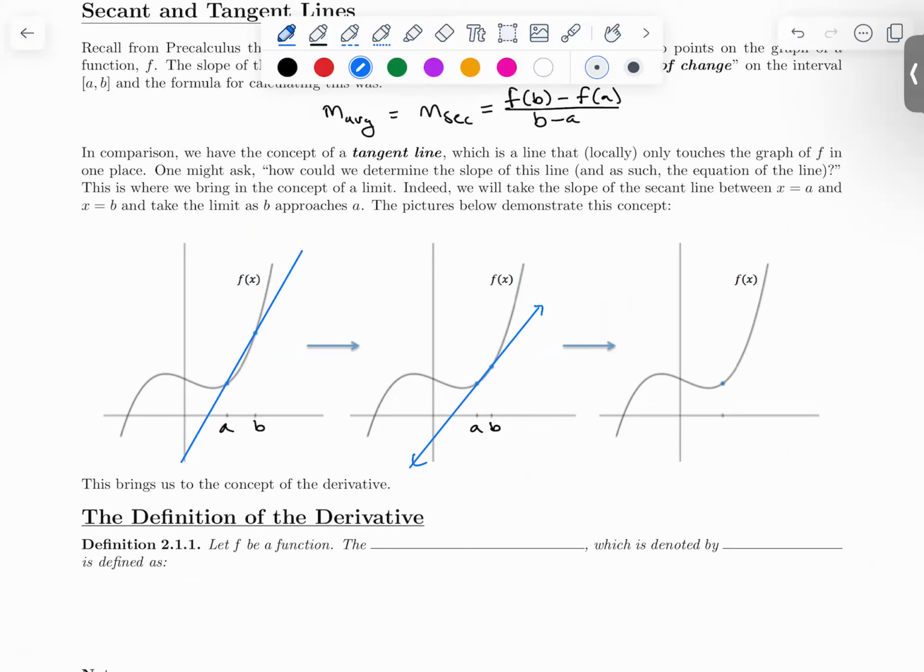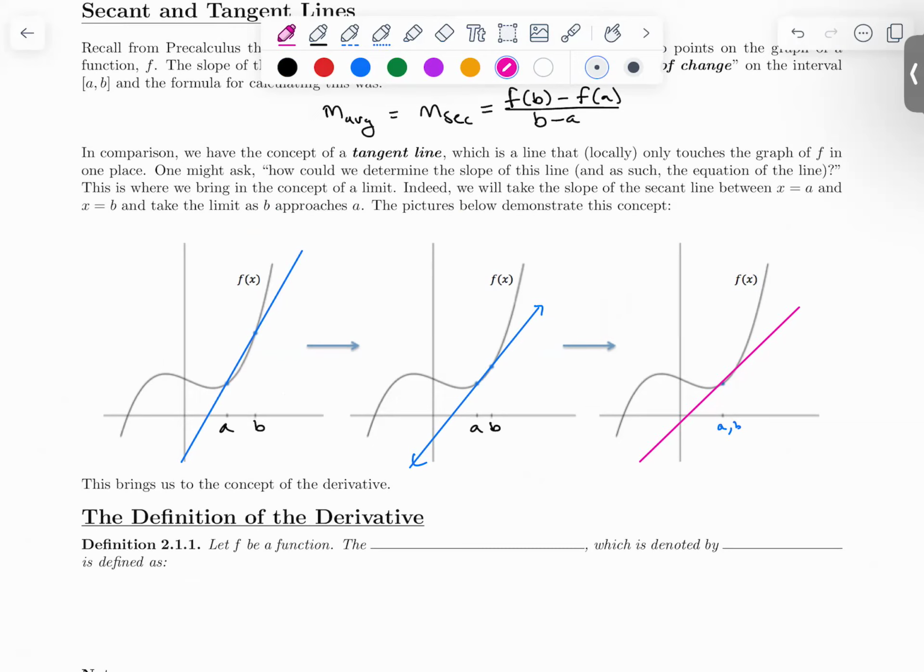And then finally, what if a and b are synonymous points? One might say, so what would we be doing there, guys? What would we be doing if we were making a and b get infinitely closer together? We'd be finding a limit.